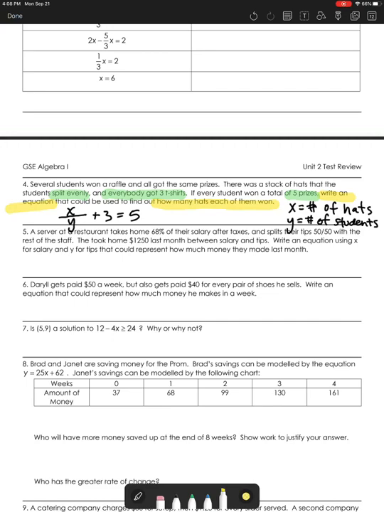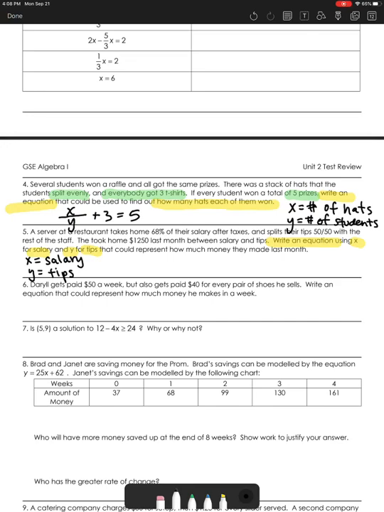Write an equation using X for salary and Y for tips that could represent how much money they made last month. Okay, so the cool thing is, the goal of this problem, again, we're writing an equation, and it already tells us what X and Y need to be. So X is salary, Y is for tips. So I'm going to go ahead and write that down over here this time. So we have X is the salary, and Y is the tips. Okay, cool. And this is going to represent how much money they made. So we know that all of this needs to equal an amount of money.